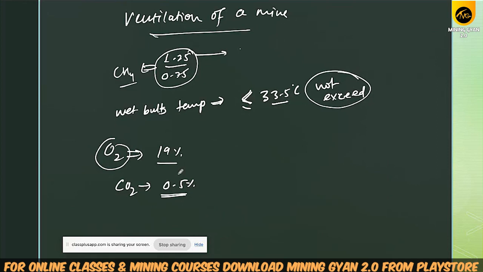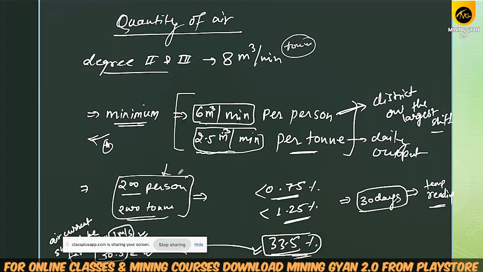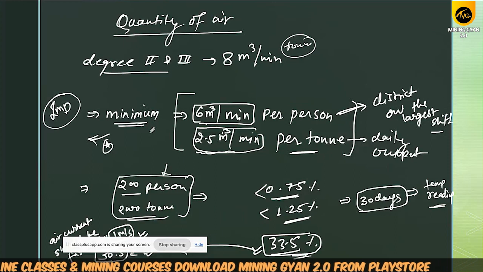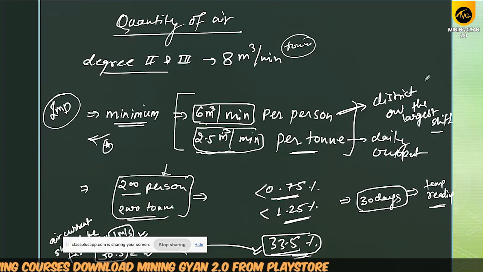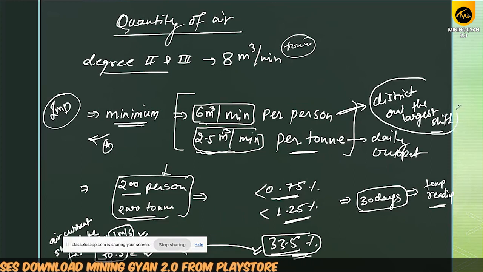CO2 percentage should not be more than 0.5%. And I told you to remember this information, because I have seen a lot of questions based on it, for the person calculation in the district on the largest shift. I think you haven't asked me about the district on the largest shift.